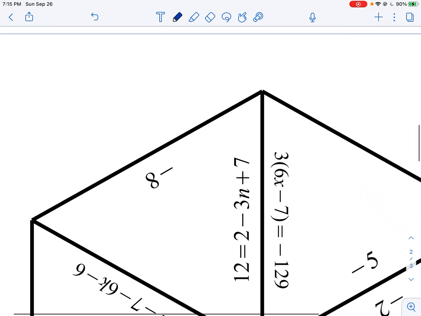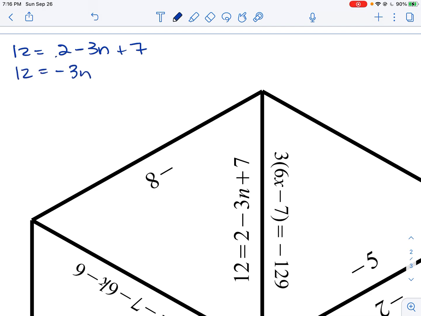Okay, so I come to the second sheet and I write it down. 12 equals 2 minus 3n plus 7. Before I do anything, I need to combine like terms because these two are constants. We just add them together and then we solve. So I subtract 9 from both sides. I get 3 equals negative 3n. Divide by negative 3 on both sides. Positive divided by a negative is a negative, so negative 1 is equal to n.